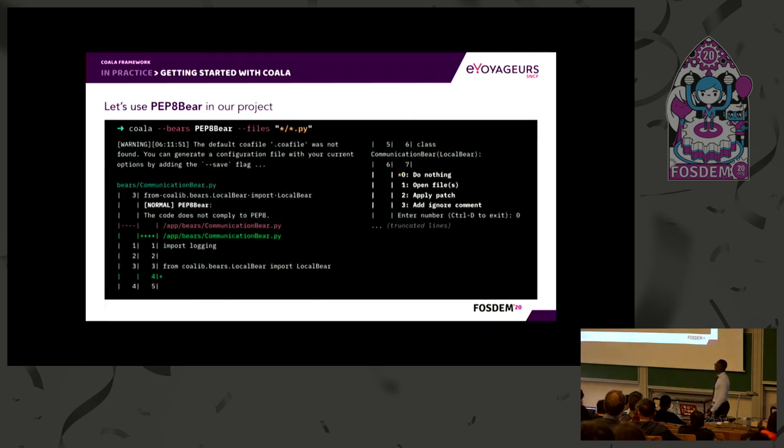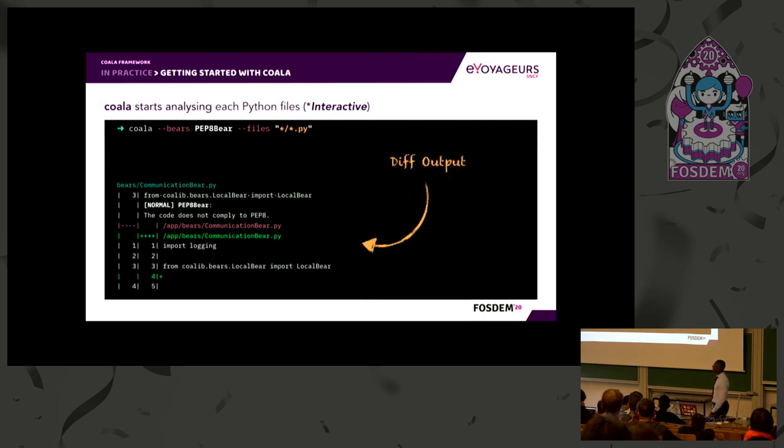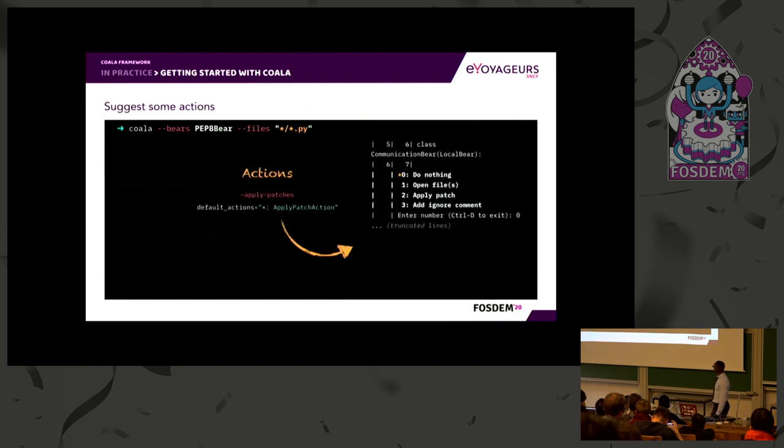So you run your bears, you run coala, specifying the bear PEP8 on your Python files. First, you will get a diff output. It says how your code is not compliant to the PEP8 rules. And after that, you have actions, as I said before.